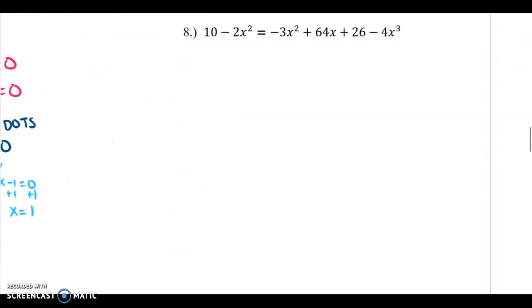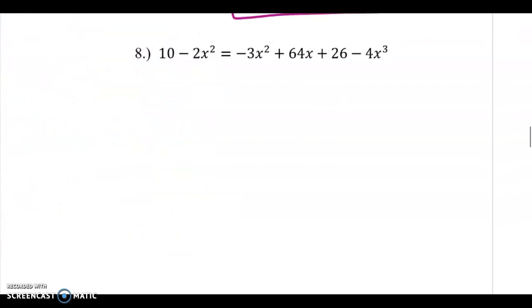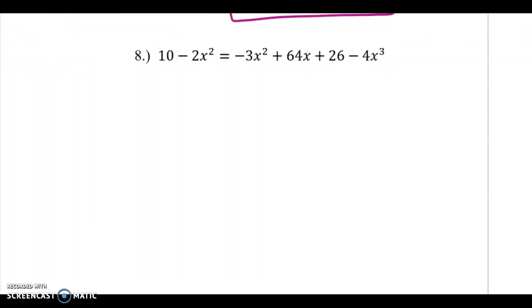Last one, I've got quite a bit of solving here, so I'm going to move everything to the left-hand side. Yes, I'm going to move it to the left-hand side because that way I'm going to be adding over the 4x cubed, and that's my highest exponent, so it's going to be a positive leading coefficient, which is what I want. So that'll cancel. I'm going to add over the 3x squared, which is combining like terms right here with the 2x squared. So that's a positive x squared.